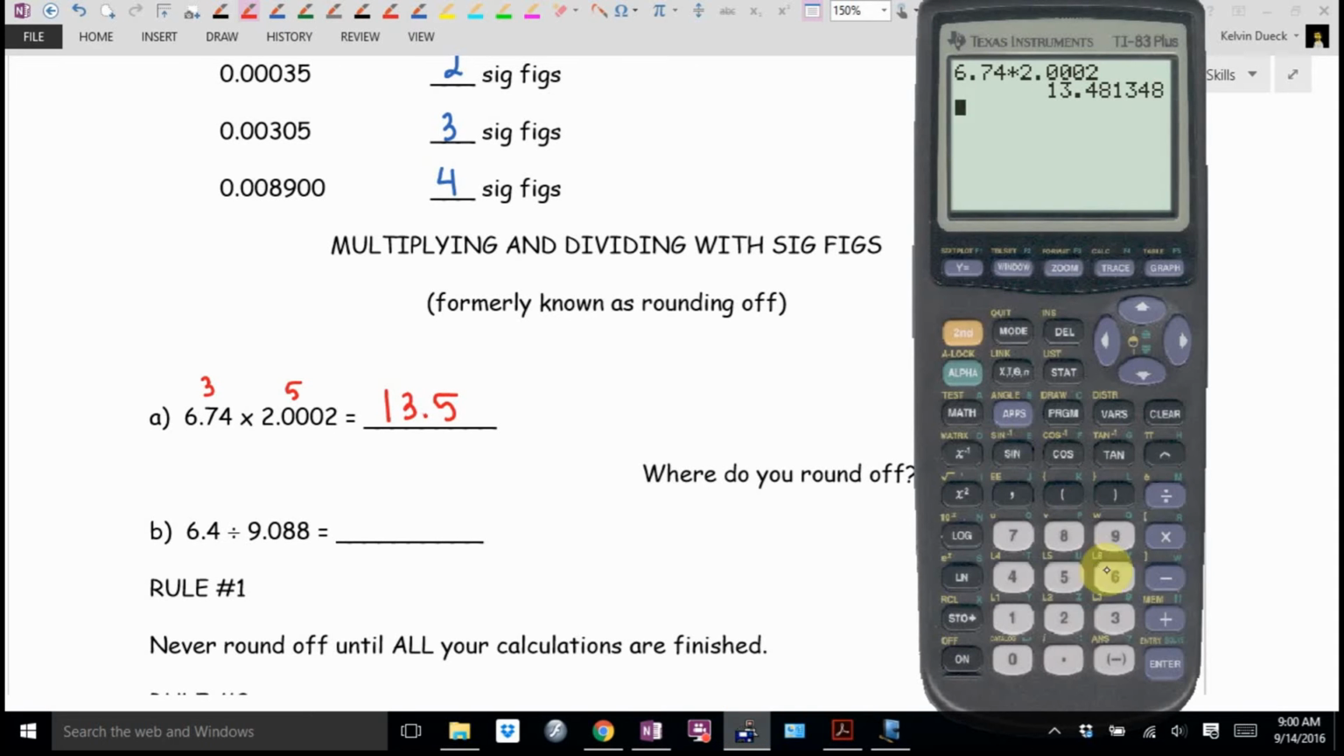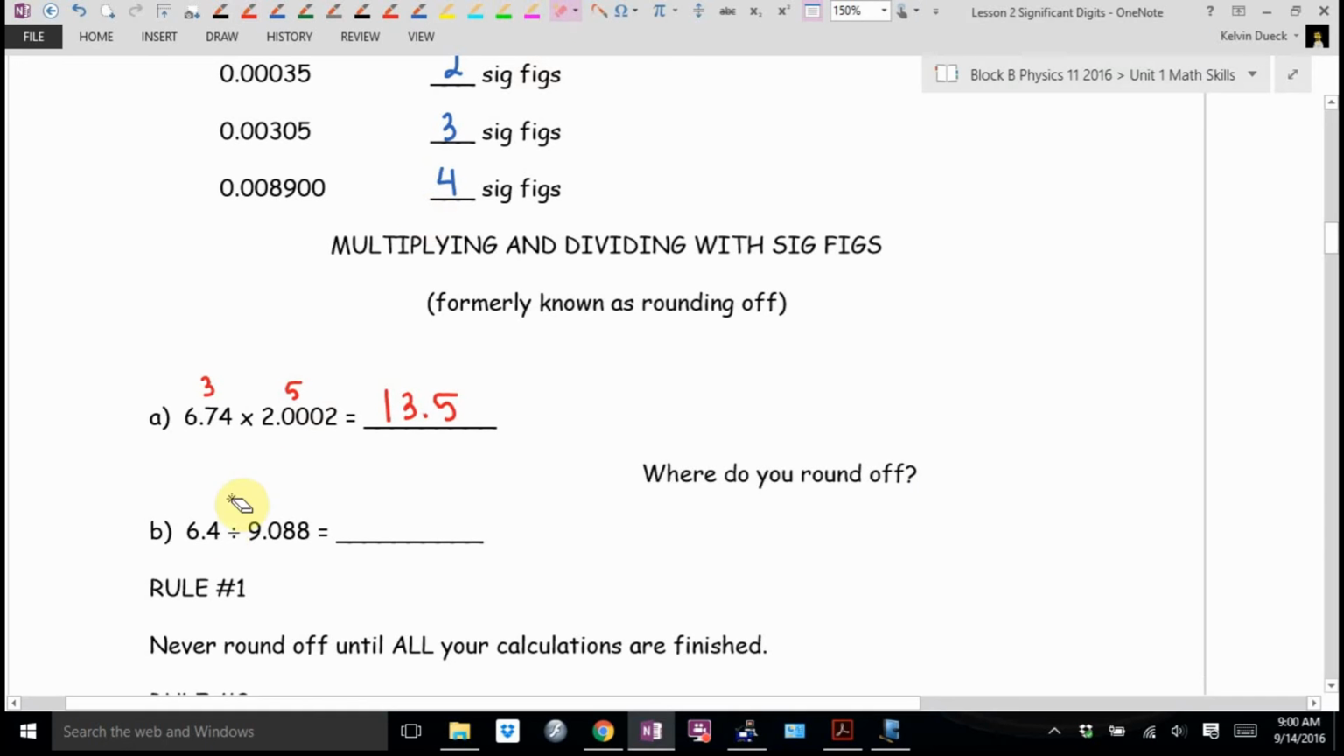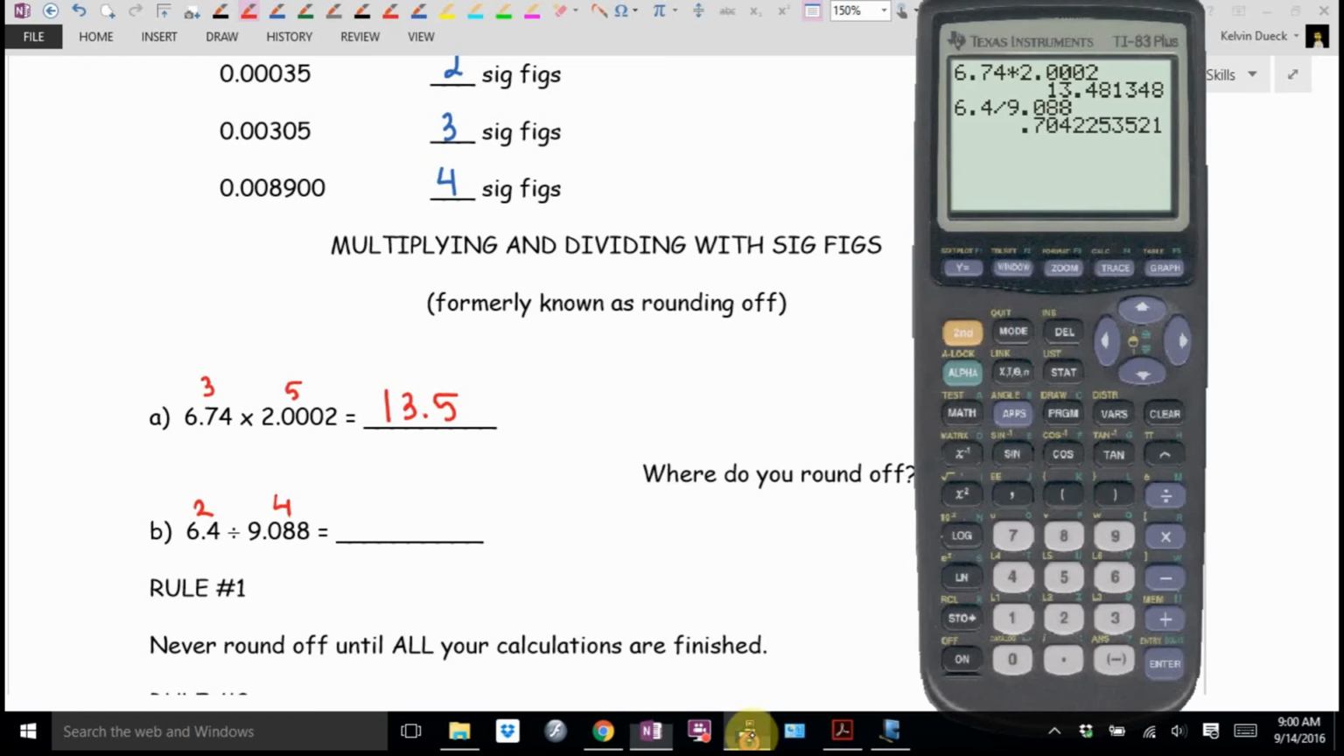B, again, before you do any rounding off, you type in the whole question as is. Get that? How many sig figs is the 6.4? How many sig figs is the 9.088? What's the smallest number that I wrote? By the way, you see eventually you can do this in your head and just track it, but for now in our notes, what's the smallest number of sig figs? 2. What am I going to round off to? 2 sig figs.